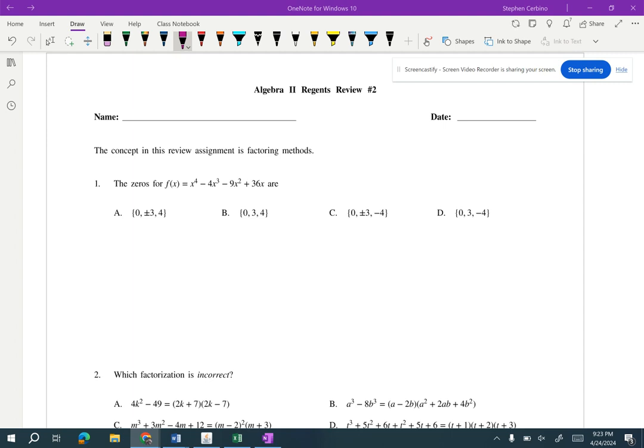For the first question, it asks you for the zeros of the function. Now, it's a quartic polynomial, so we know that there's going to be four zeros. And to be honest with you, this being a multiple choice question is not even really a factoring question. It's more, can you use your calculator and see where this graph touches the x-axis? Because that's what it means when it says zeros, right? So the zeros are going to be your x-intercepts usually.